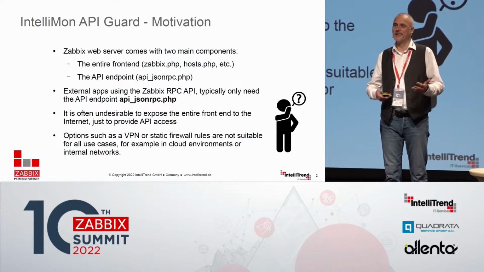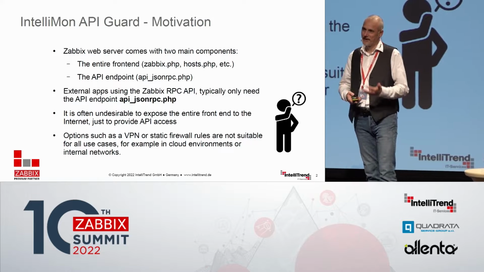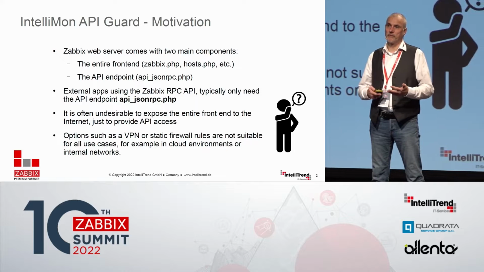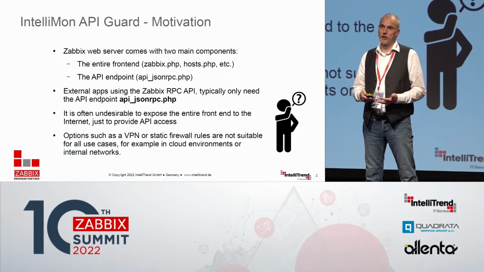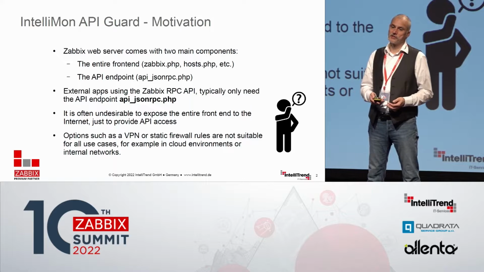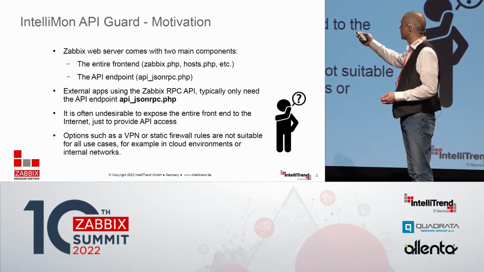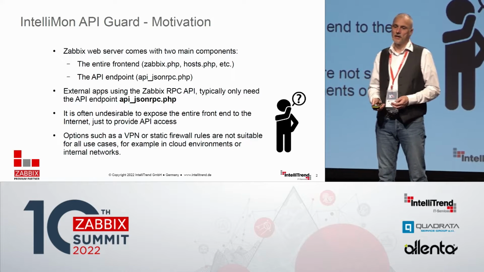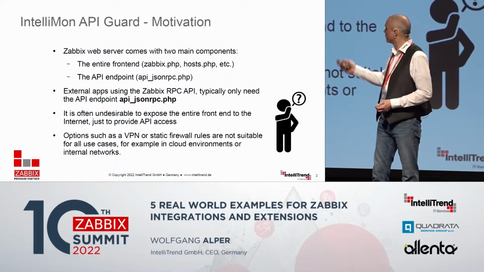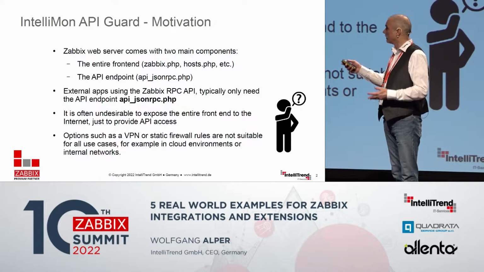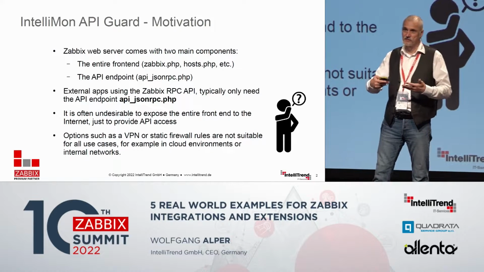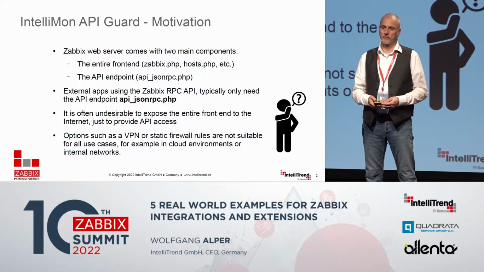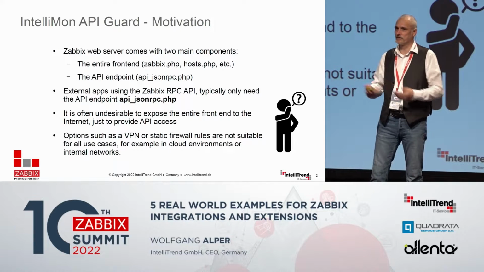I think you know that we do some integration stuff with Zabbix. We play a lot with the API. We have customers, and especially when we're using API integrations, we communicate with the API endpoint, which is usually the api_jsonrpc.php, so /zabbix/whatever, and then api_jsonrpc.php. If you would like to get access from the internet to this API endpoint, then people do not always feel very comfortable with that. So it's often undesirable to expose the entire front end there.